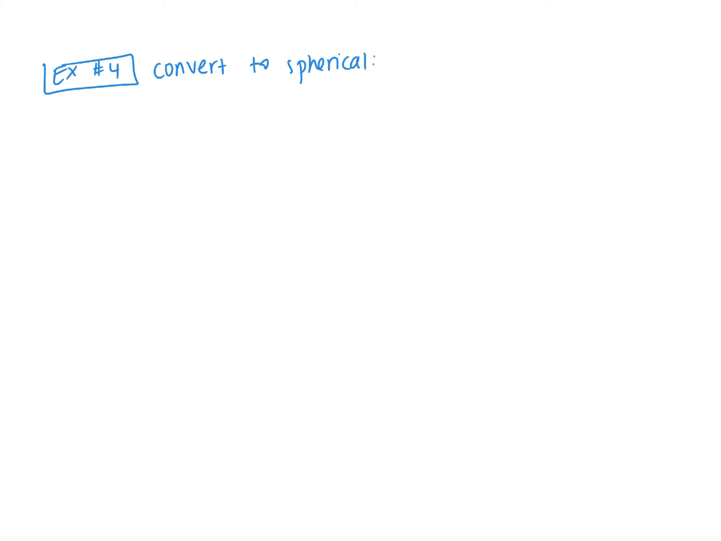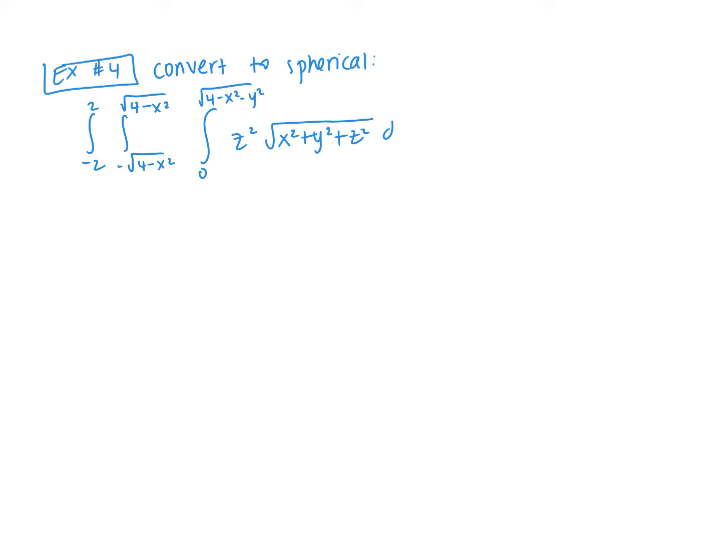We are going to convert the following to spherical. Outer limit is negative 2 to 2. The next one is negative root 4 minus x squared to positive root 4 minus x squared. Last one is 0 to 4 minus x squared minus y squared. And then we have z squared root x squared plus y squared plus z squared dz, dy, dx.